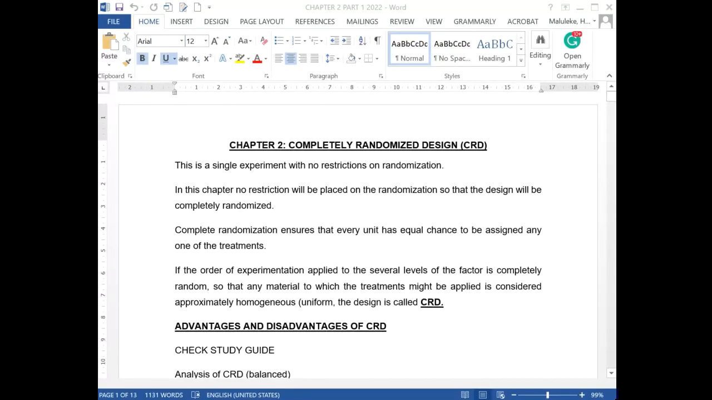Yes, this is chapter 2, and the chapter is about the complete randomized design, which is the CRD. Last week I told you about the 3 principles of experimental design. Can someone remind me about those 3 principles of experimental design? I said we have 3 principles. Can someone remind me the 3?